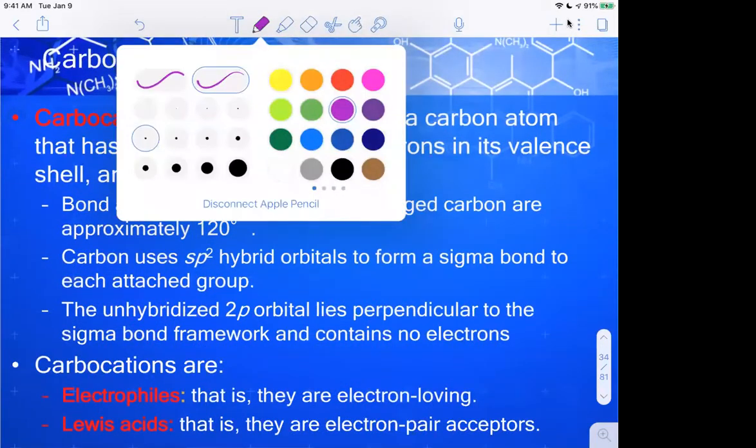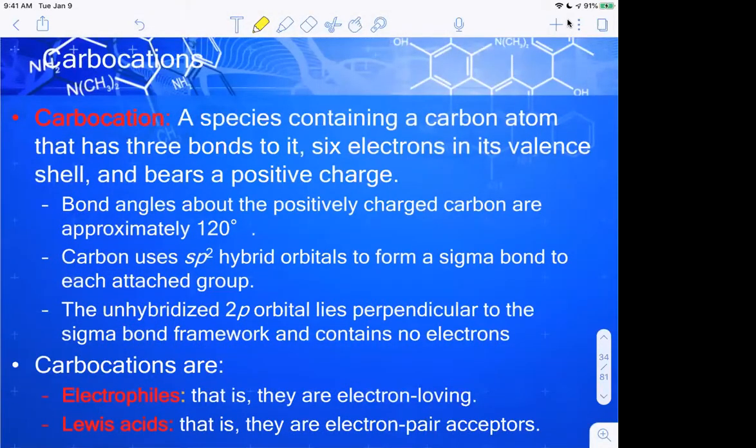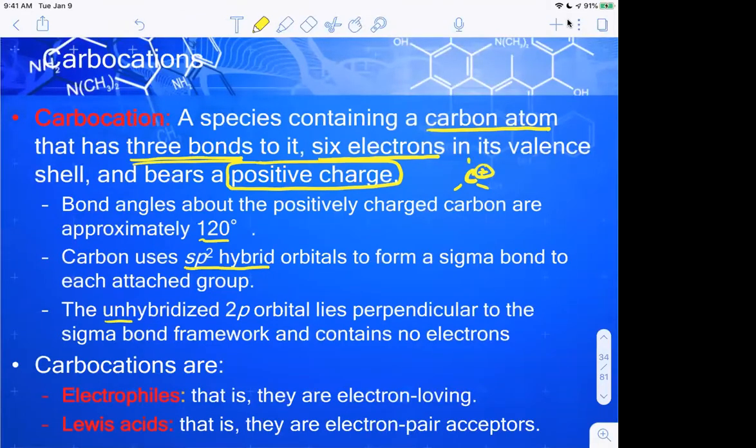So carbocations are going to be a species containing a carbon atom that has 3 bonds to it. It only has 6 electrons and it bears a positive charge. So it's a carbon that has a positive charge. The bond angles are going to be about 120. I have the sp2 hybrid orbitals that form that sigma bond. That unhybridized p orbital is perpendicular to the sigma bond framework, and it's empty.